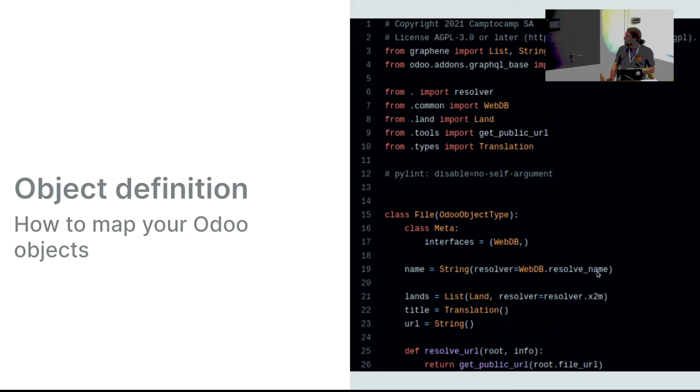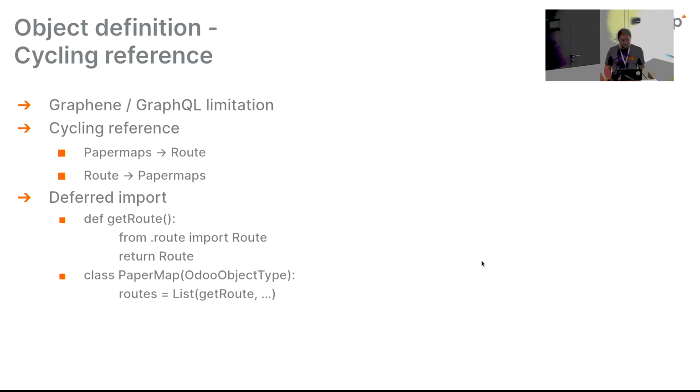And then you will have your resolver that will translate from what is in Odoo to what you want to expose in your API. So basically, this is a mapping from Odoo to GraphQL API. So you will declare a lot of different objects. And when you declare some object, you might have some trouble. So this is just a tip I give you because I had some trouble with it. You might have some cyclic referencing.